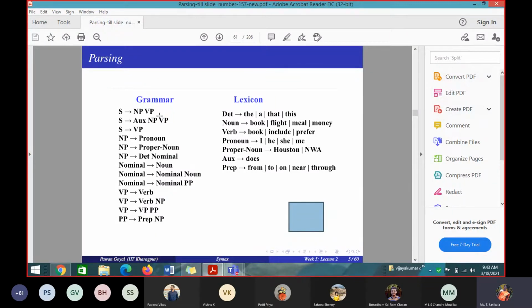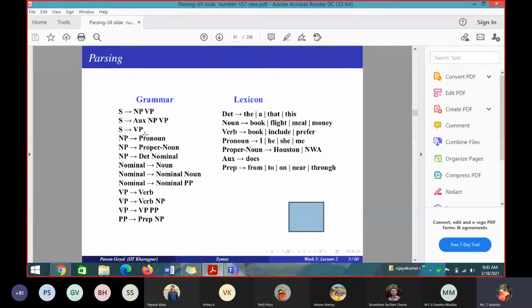In bottom-up, we start from the words and go upwards by finding all the non-terminals, and then we see if any combination leads to the start node. So starting with the words, if I can reach the sentence, then it is called bottom-up.